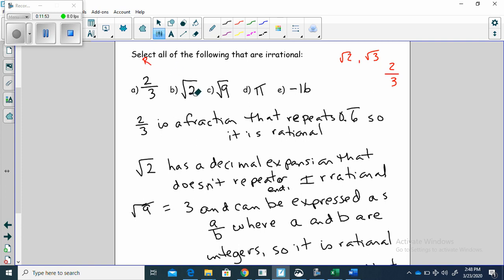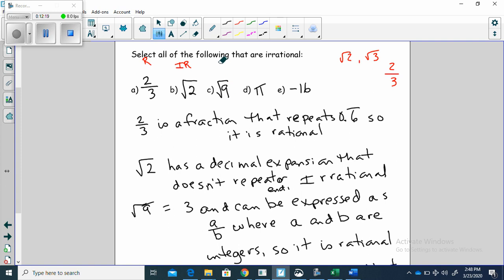Square root of 2. If I were to try to find the value of that, I would get a decimal expansion that never repeats. This is an imperfect square. This one's decimal expansion never repeats. This one is irrational. Just remember the square root of 2 is irrational.